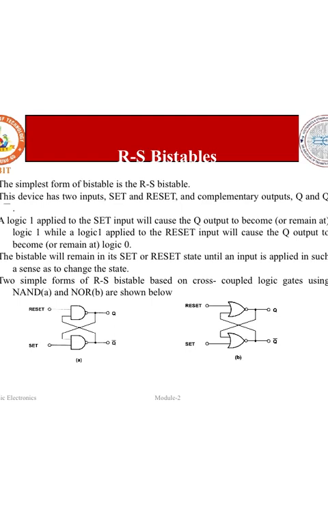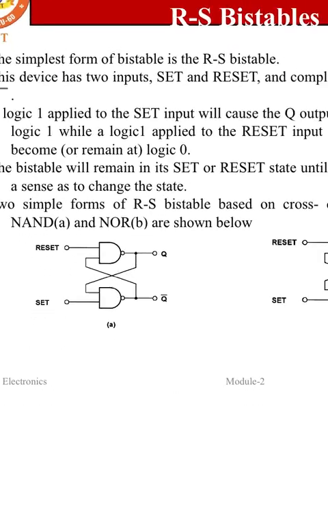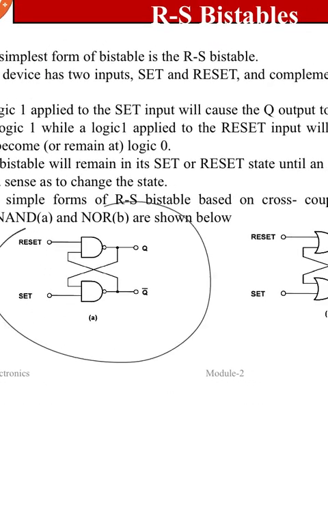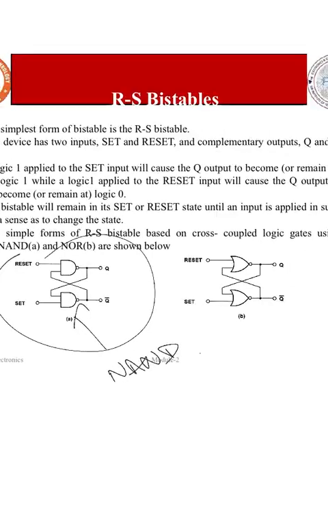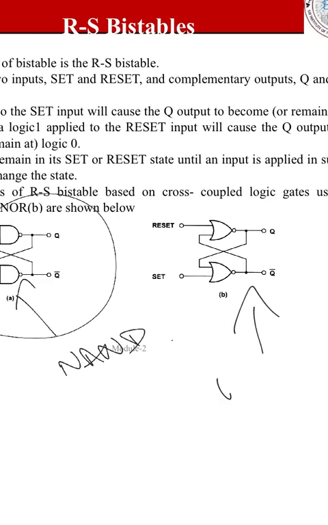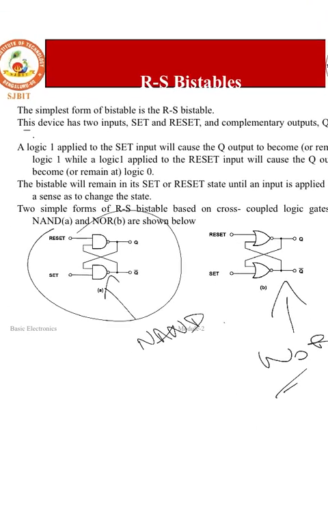The two simple forms of RS bistable, based on cross-coupled logic gates using NAND and NOR, are shown here. So you can see the two diagrams here, set and reset, how it has been given. Q and Q bar is the output. It is with respect to a NAND gate. You have come across what is meant by a NAND gate. So this is a NAND gate and this is a NOR gate. So with respect to NAND and NOR, the RS bistable element has been connected here.